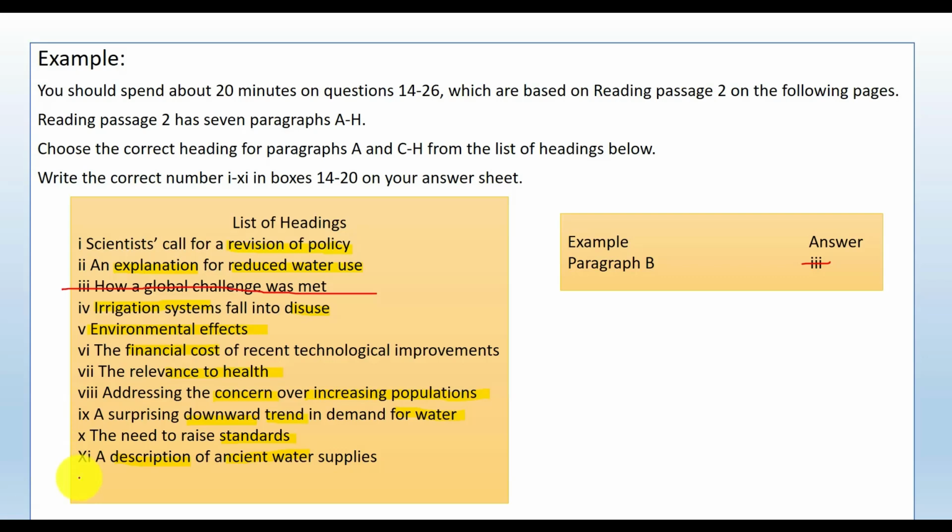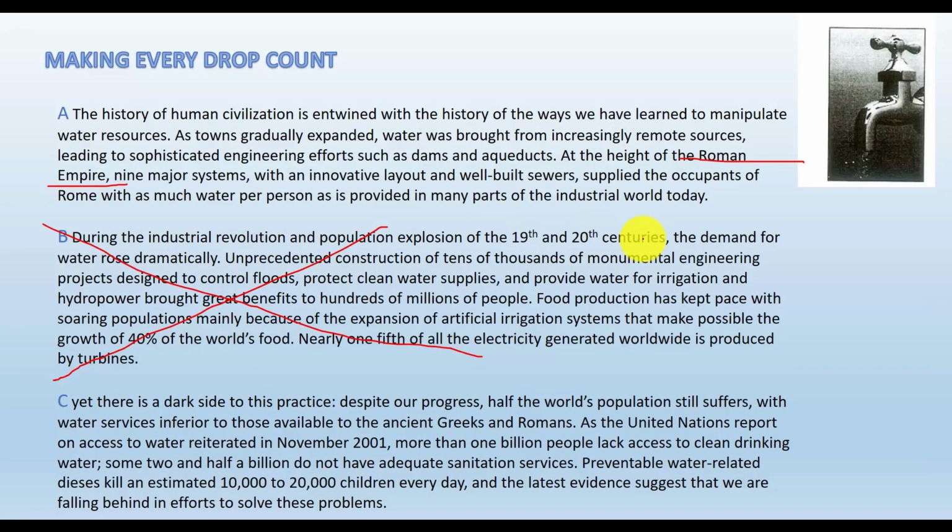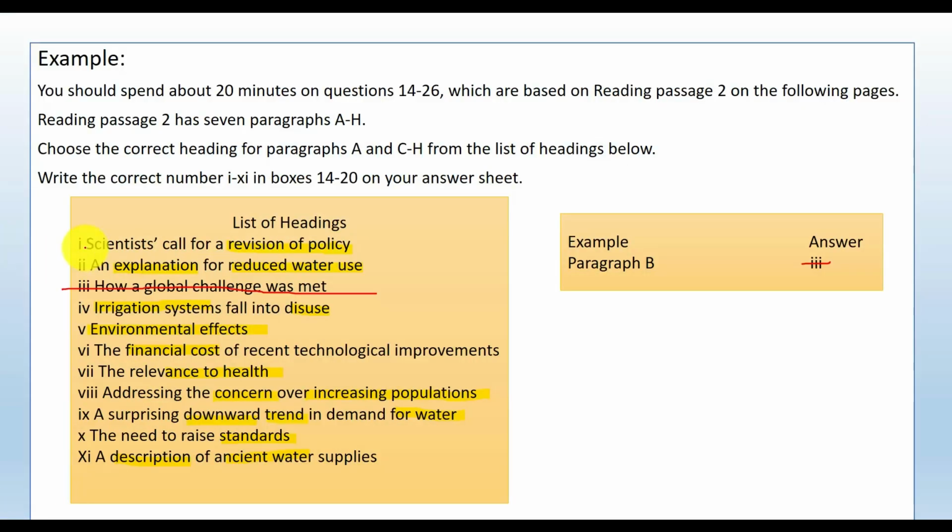Okay, now just look at the description of ancient water supplies. It has something to do with the word ancient. Now let's read around the Roman Empire carefully. The Roman Empire, 9 major systems with an innovative layout and well-built sewers, supplied the occupants of Rome with as much water per person as is provided in many parts of the industrial world today. Okay, I read around the Roman Empire carefully, and then I'm gonna select my answer.